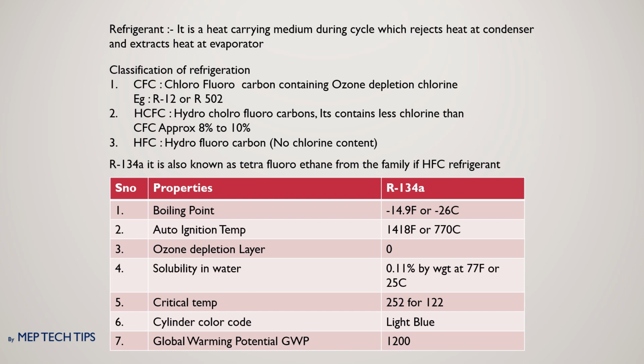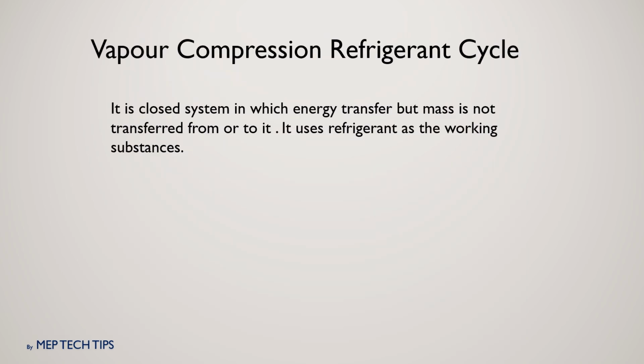We have given some properties of R134A here. You can go through all the properties of R134A. Recently a question was also asked about the cylinder color code. The cylinder color code for this is light blue. You can refer to this from an interview point of view for the properties of R134A.